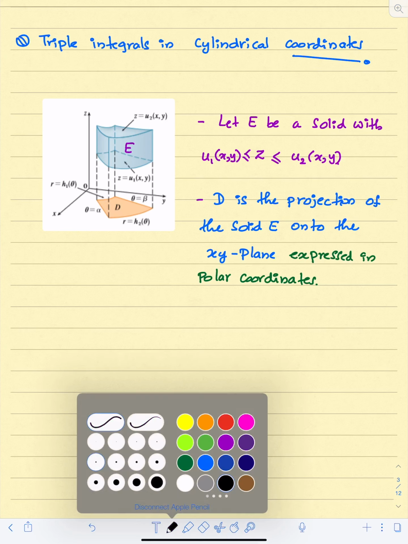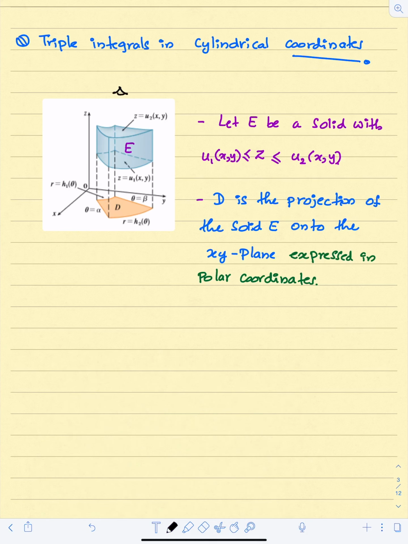Now let's say if you project this solid E onto the xy plane, then we have a domain D on the xy plane. So if you look from the top, then you will see this domain D on the xy plane. And here domain D is expressed in polar coordinates.